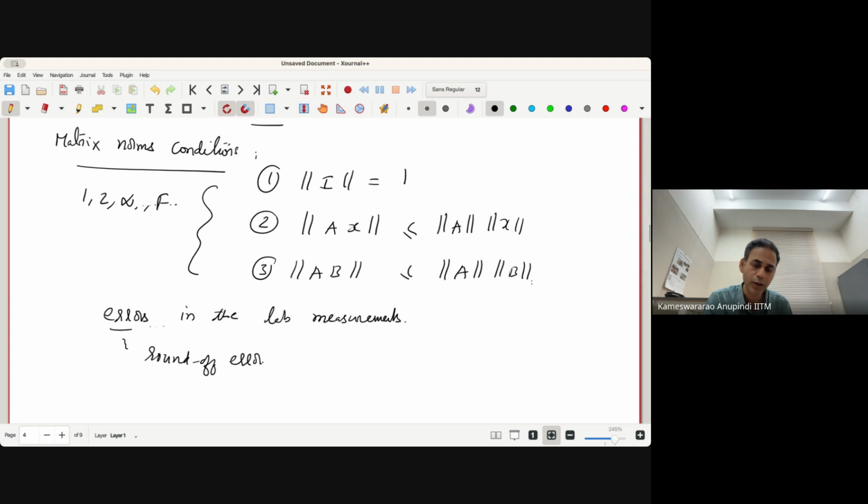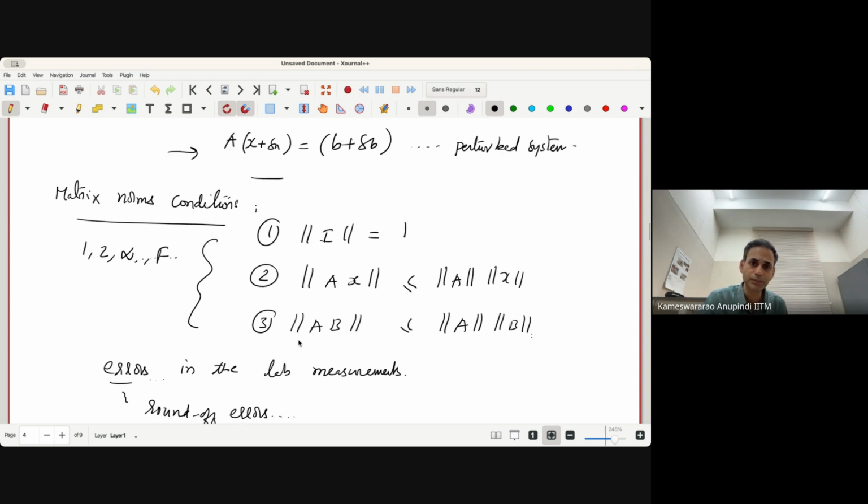Let us say if you have done some simulation and got these values, then this B itself already has these round off errors. There are some errors that are already built into the B. So that is why this B is not exactly the value that we wish to solve, but it is slightly perturbed from the B value, right? That is why we are trying to perturb the system.